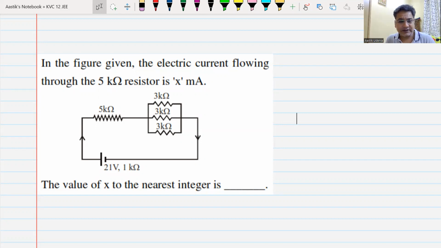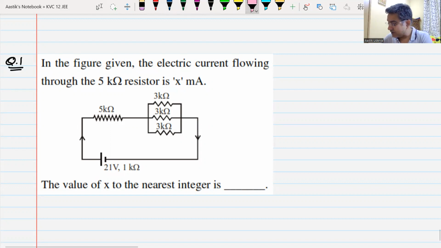In the given figure, the electric current flowing through the 5 kilo ohm resistor is how much? You want to find out the electric current. How much is that? Can anyone tell me? I'll give you 2 minutes to do this. So how are we supposed to do this one? It's a very simple question. You should not even be using your copy and pen, and you should be giving me the answer straight away.